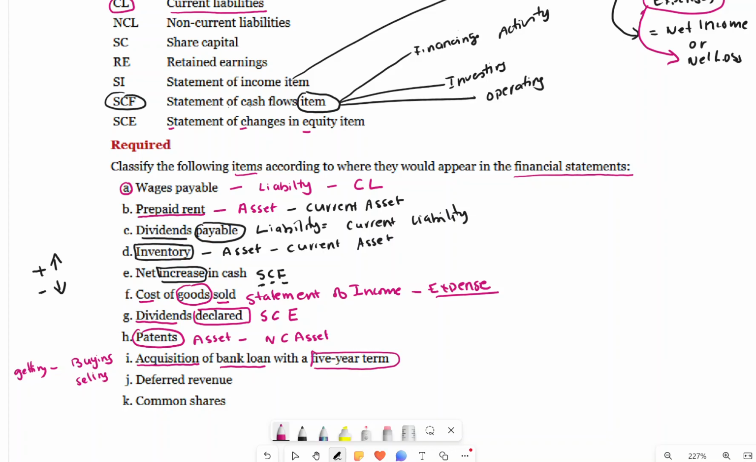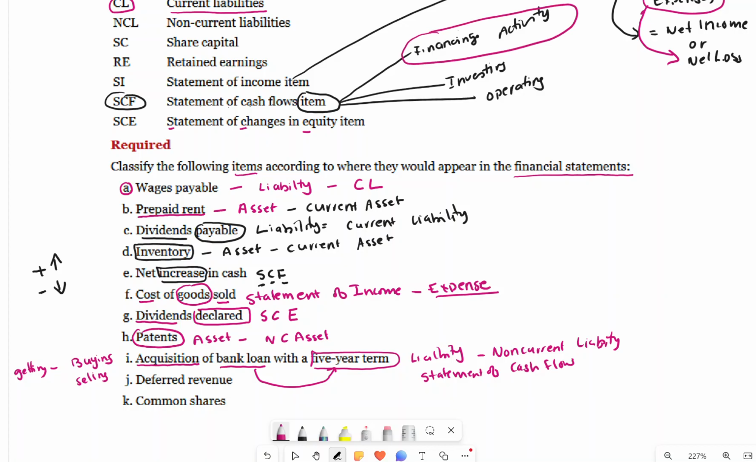If you got a bank loan, it will go on two things. First, when you think of a long-term bank loan, a bank loan is a liability. Is this current or non-current? It will be a non-current liability. And then it also goes on your statement of cash flows. If it's a statement of cash flow, somebody is giving us money, so it will be your financing activity.